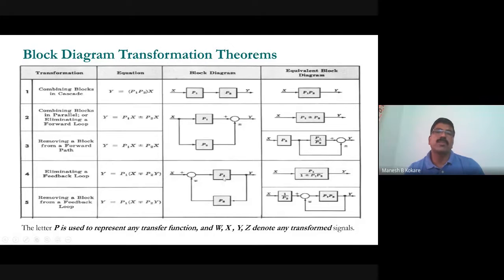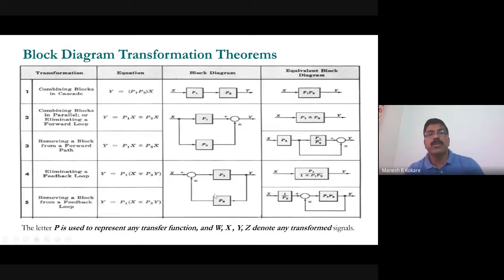Okay, so in this loop, one block and another block are in feedback. See that the output is common, but the input is a summing point, and the signal directions are opposite to each other. So here the signal directions are the same in parallel, while in feedback they are opposite. So P1 and P2 are basically in parallel, and now in a feedback loop.